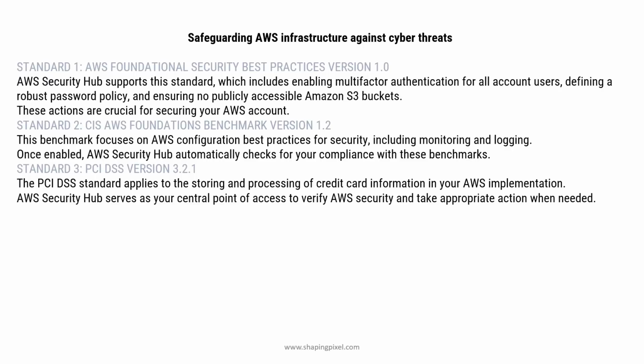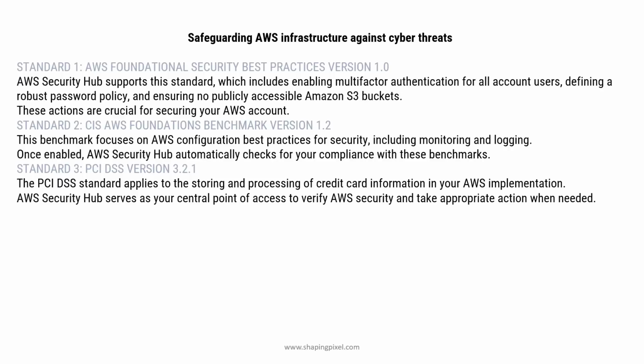Let's discover how AWS Security Hub automatically implements these three fundamental standards as designed by the Center for Internet Security, or CIS, to safeguard your AWS infrastructure against cyber threats. AWS Security Hub supports these standards, which include enabling multi-factor authentication for all account users, defining a robust password policy, and ensuring no publicly accessible Amazon S3 buckets.